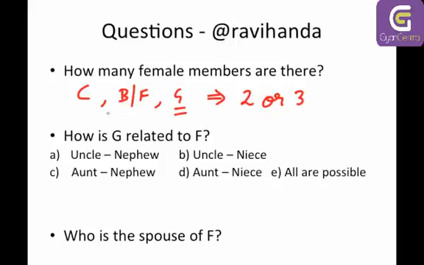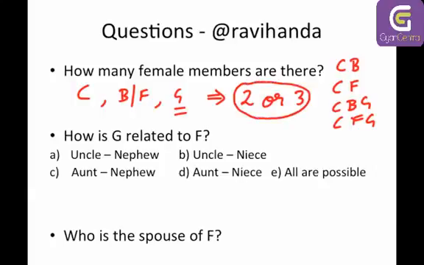Which are they? They can be C, B. What are my options? One option is CB, one option is CF, another option is CBG, another option is CFG. So these are the 4 possibilities of females which are there. But since we were asked for the number of females, the number of females is clearly 2 or 3. Let's look at the next question.